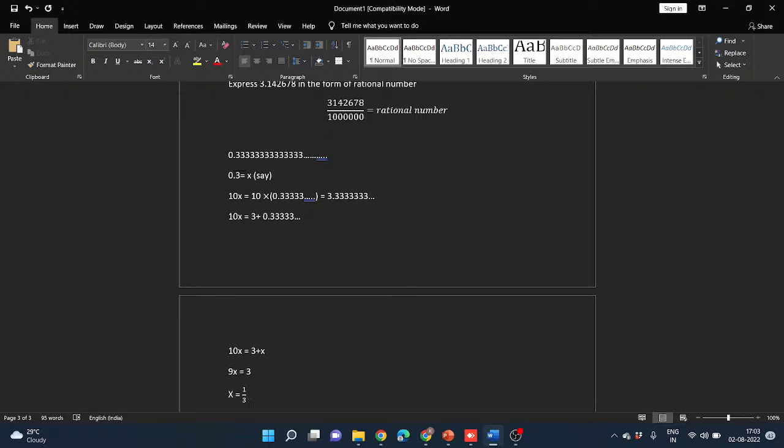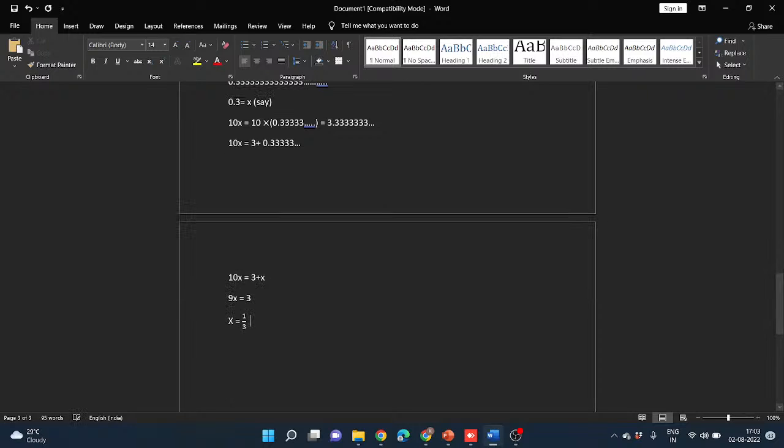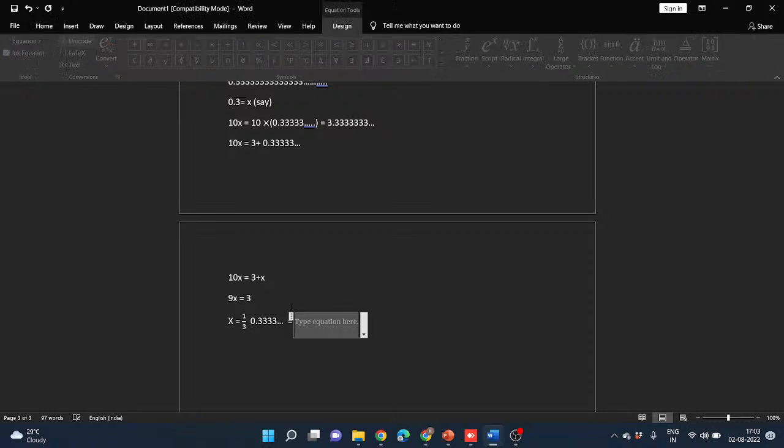And hence we have represented the number 0.3333 and so on as a rational number, which is equal to 1/3.